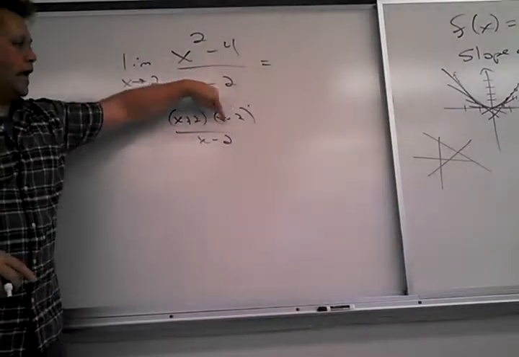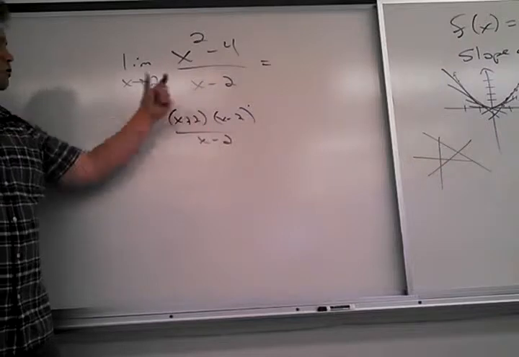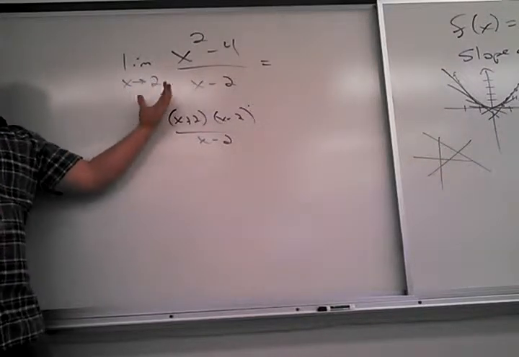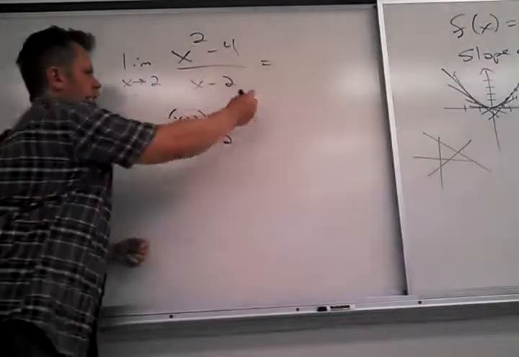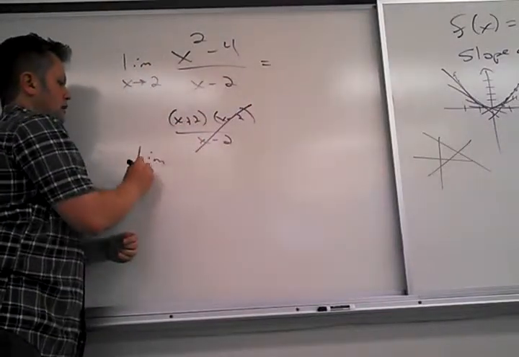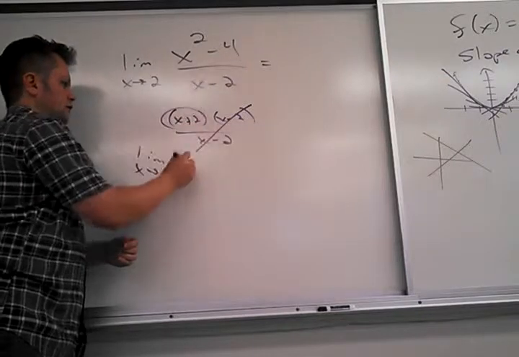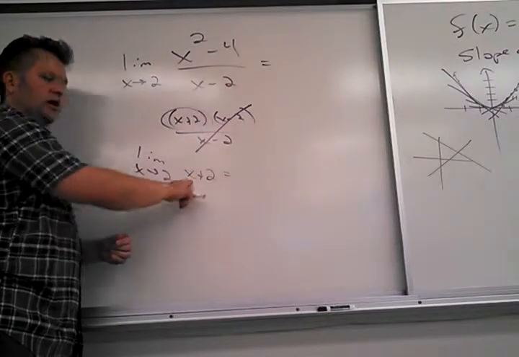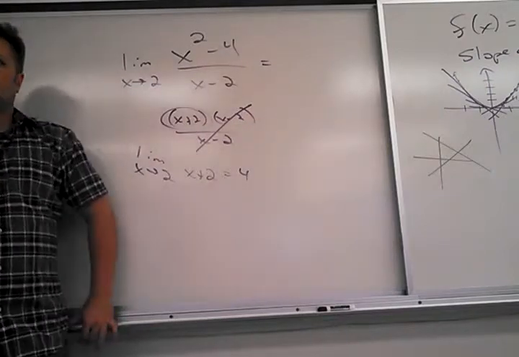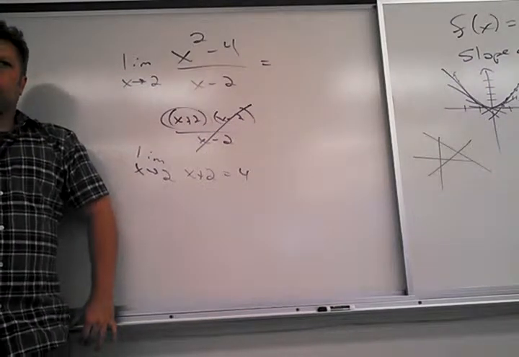If I can only cancel these when x isn't 2, what's the limit not allowing to happen? x can't be 2. It just gets really close. So I can cancel these. So then I really have the limit as x goes to 2 of this. And of course, when you plug a 2 in, what do you get? You get this, right? You guys kind of with me?